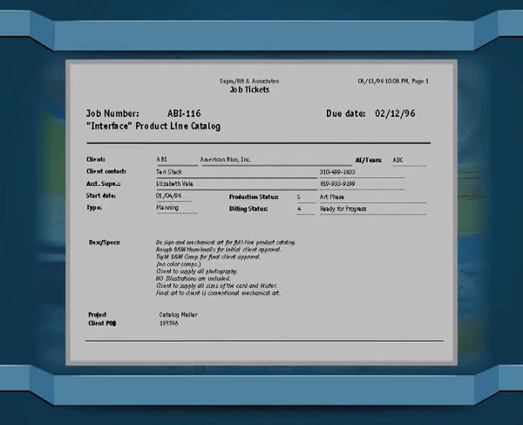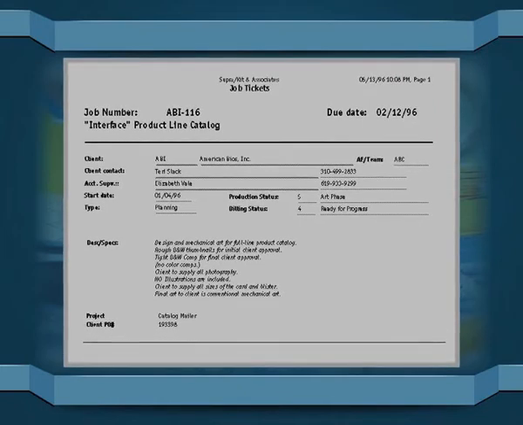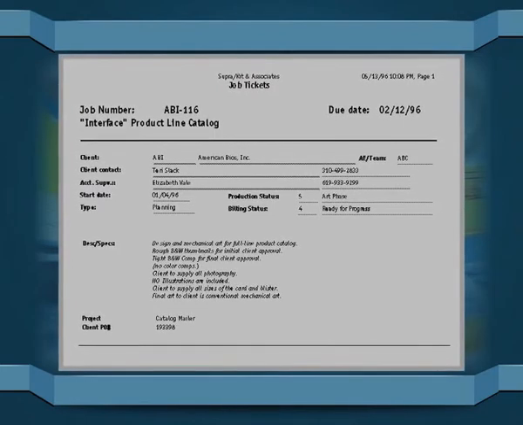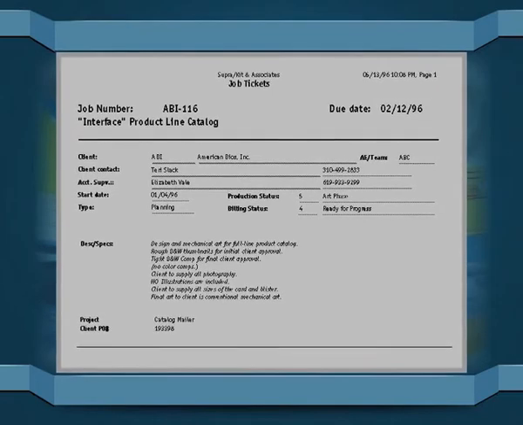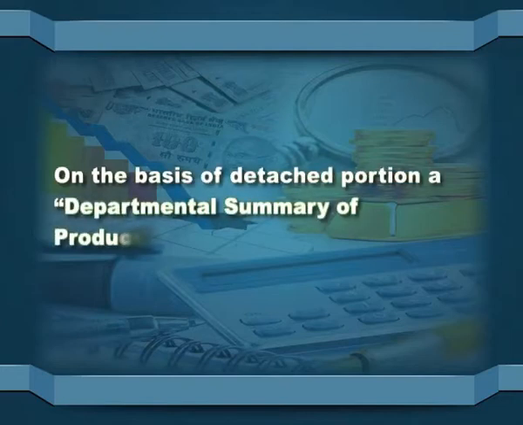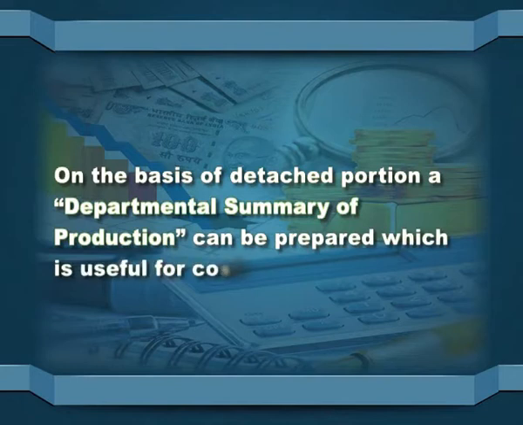A job ticket is issued by the production control department. This provides information regarding the progress of each job at each operation. It is useful for both production control and for the costing departments. On completion of an operation, the relevant portion of the ticket is detached and sent to the production control department. This enables the production control department in keeping production schedule up to date. On the basis of the detached portion, a departmental summary of production can be prepared, which is useful for costing purposes.